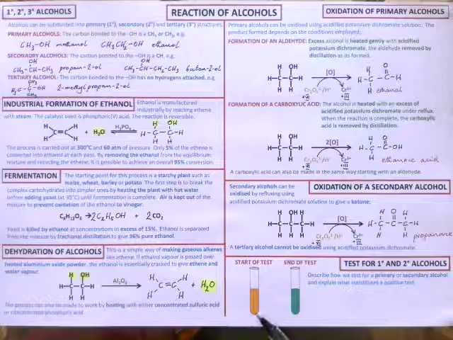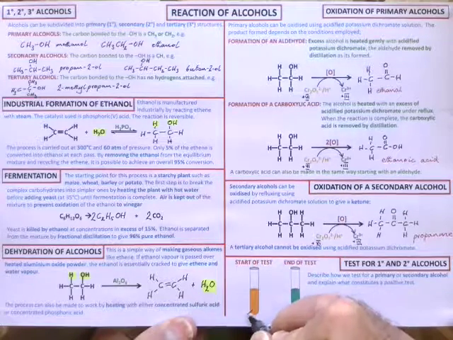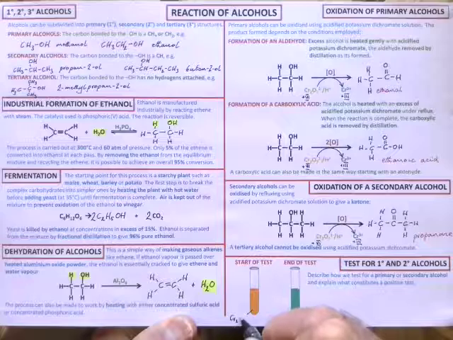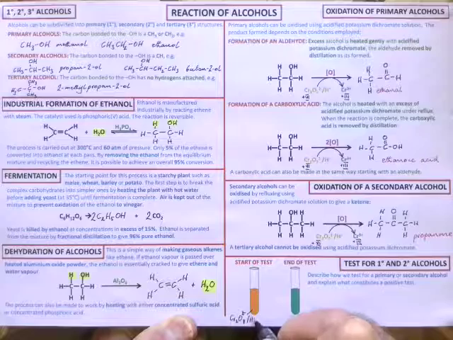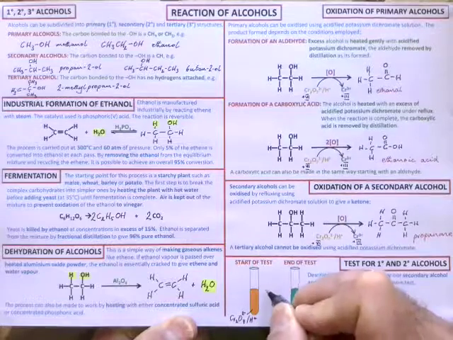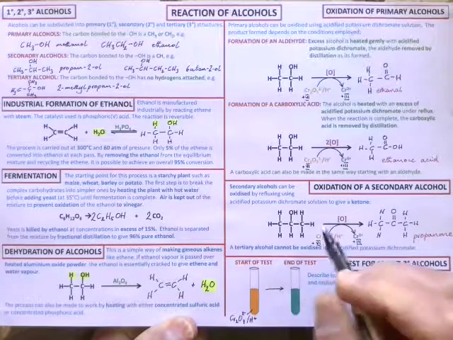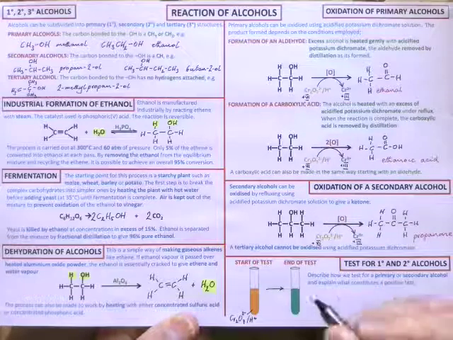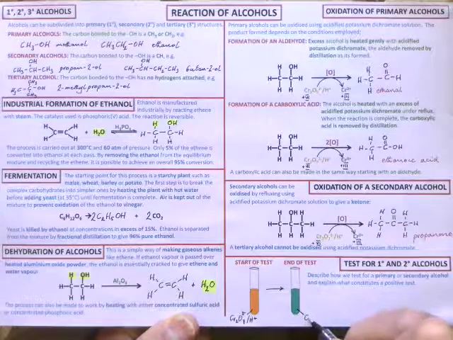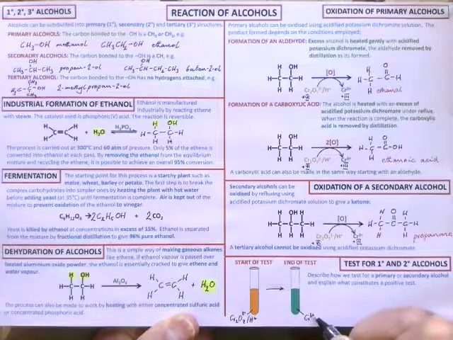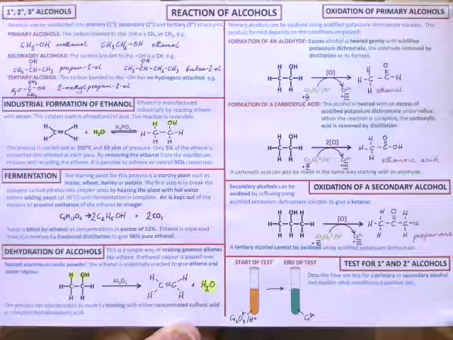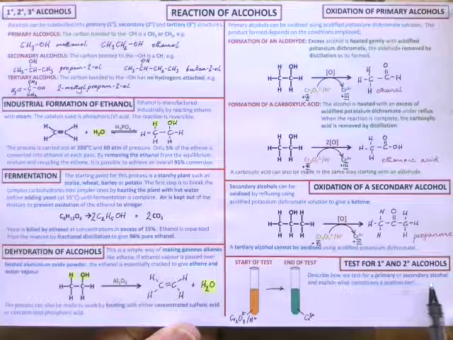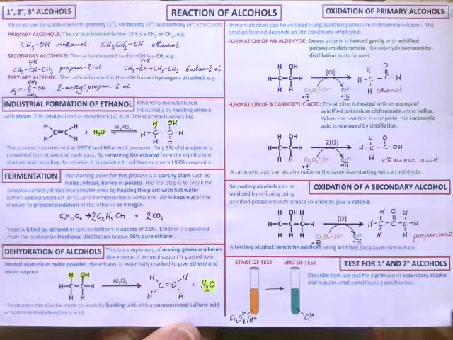So at the start of the test, we'd have it as being orange, and that would be our Cr2O7 2-, our potassium dichromate in acid. But once the test has been completed, once we've added our either primary or secondary alcohol, that would cause the potassium dichromate to become this sort of bluey green. And that's the chromium 3+ ion that's causing that color. Describe how we test for primary and secondary alcohols and explain what constitutes a positive test.